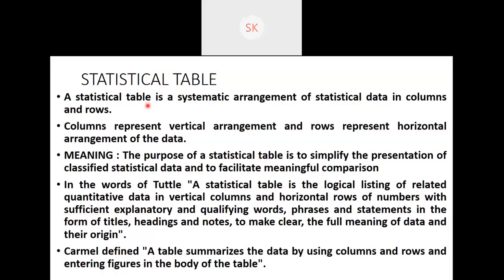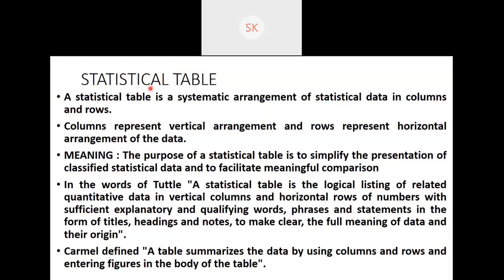Now, what is a statistical table? Just drawing the lines and filling the data is a table, but it is not exactly a statistical table. So let's understand precisely what a statistical table is. It's a systematic arrangement of statistical data in columns and rows. Our table has columns and rows, that is well known, but there has to be a systematic arrangement. This can be a 2 marks question.